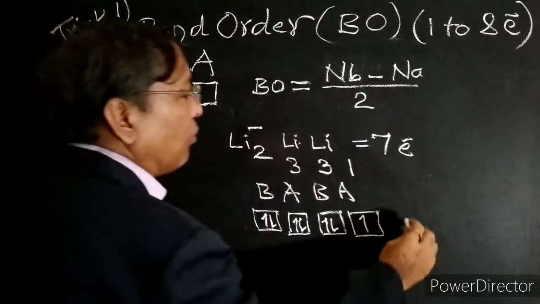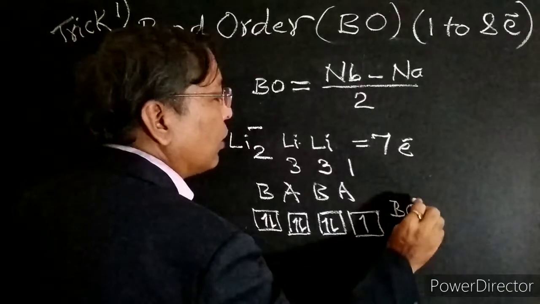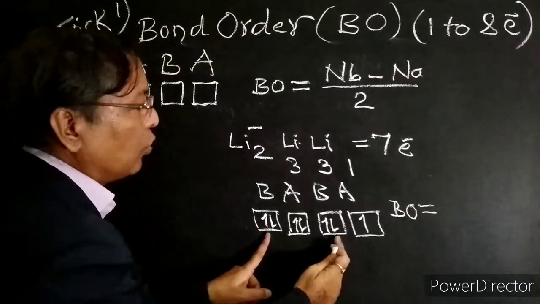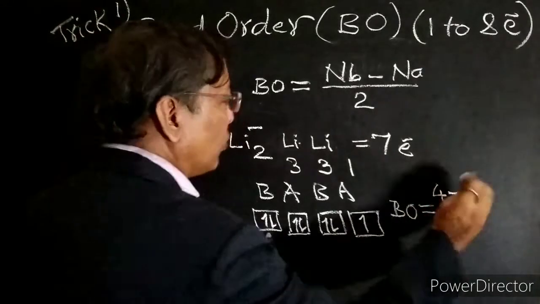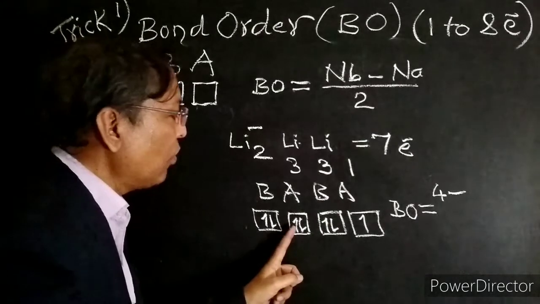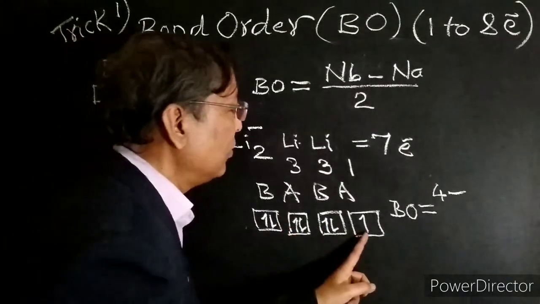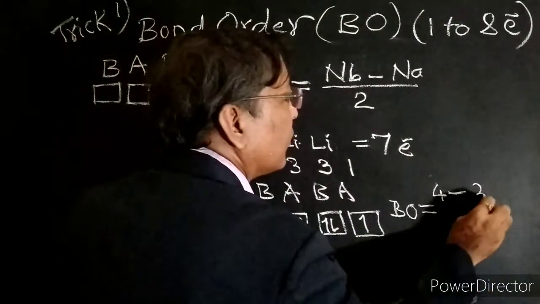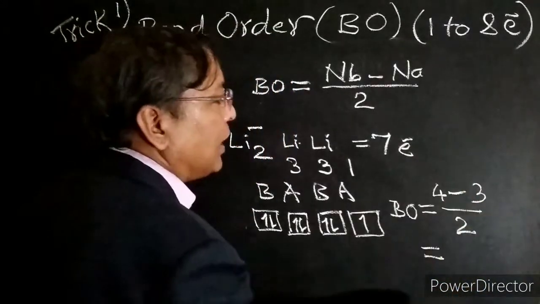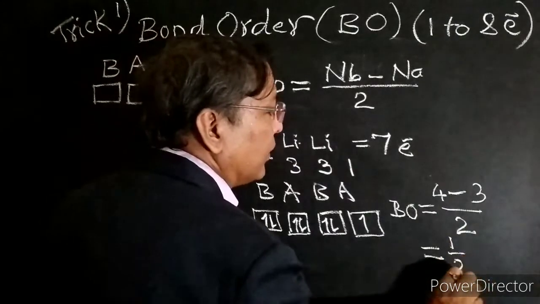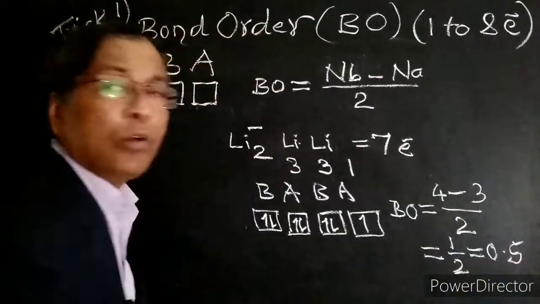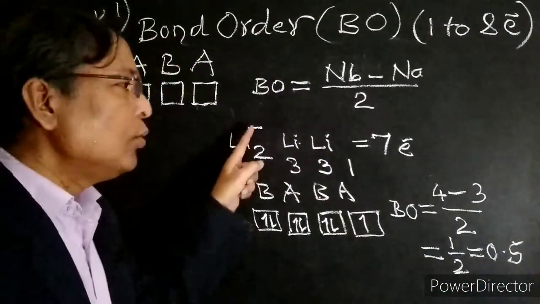Now we use the formula bond order equals number of bonding electrons minus number of anti-bonding electrons, divided by 2. Here 2 and 2, 4. There are 4 electrons in bonding orbitals. And the number of anti-bonding electrons: 2 and here 1, 3. So 4 minus 3 upon 2, that is 1 upon 2, that is equal to 0.5. This is the bond order in Li2 minus.